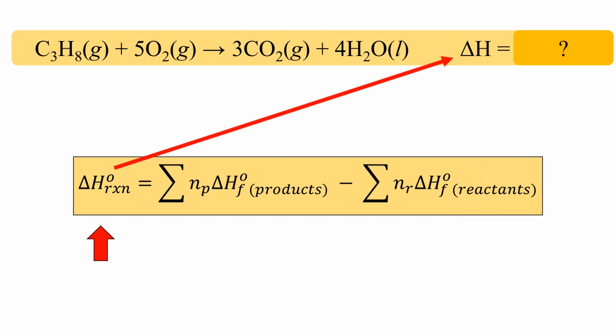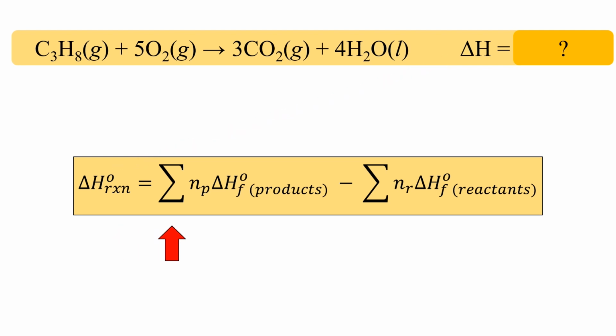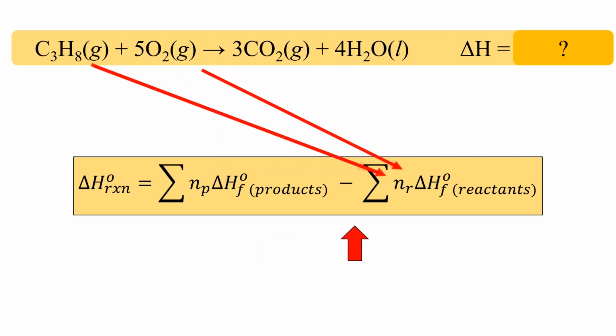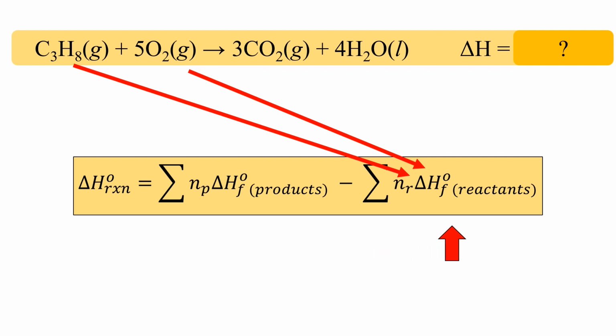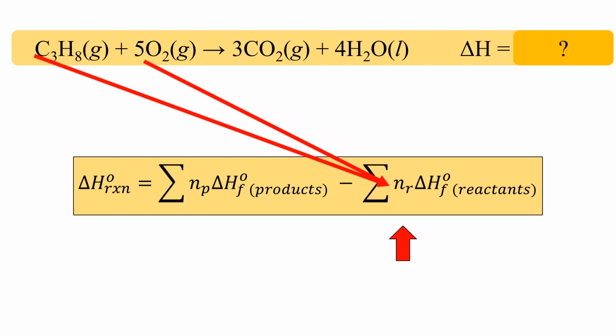The enthalpy of a reaction is equal to the summation, represented by the letter sigma, of the change in enthalpies of the products, carbon dioxide and water in this example. Notice, each enthalpy of formation value is multiplied by the n term, which represents the mole coefficient of each product respectively in the balanced equation. In this example, 3 for CO2 and 4 for water. Then we'll subtract the sum of the change in enthalpies of the reactants, propane and oxygen gas in this example, each multiplied by their respective mole coefficients in the balanced equation.